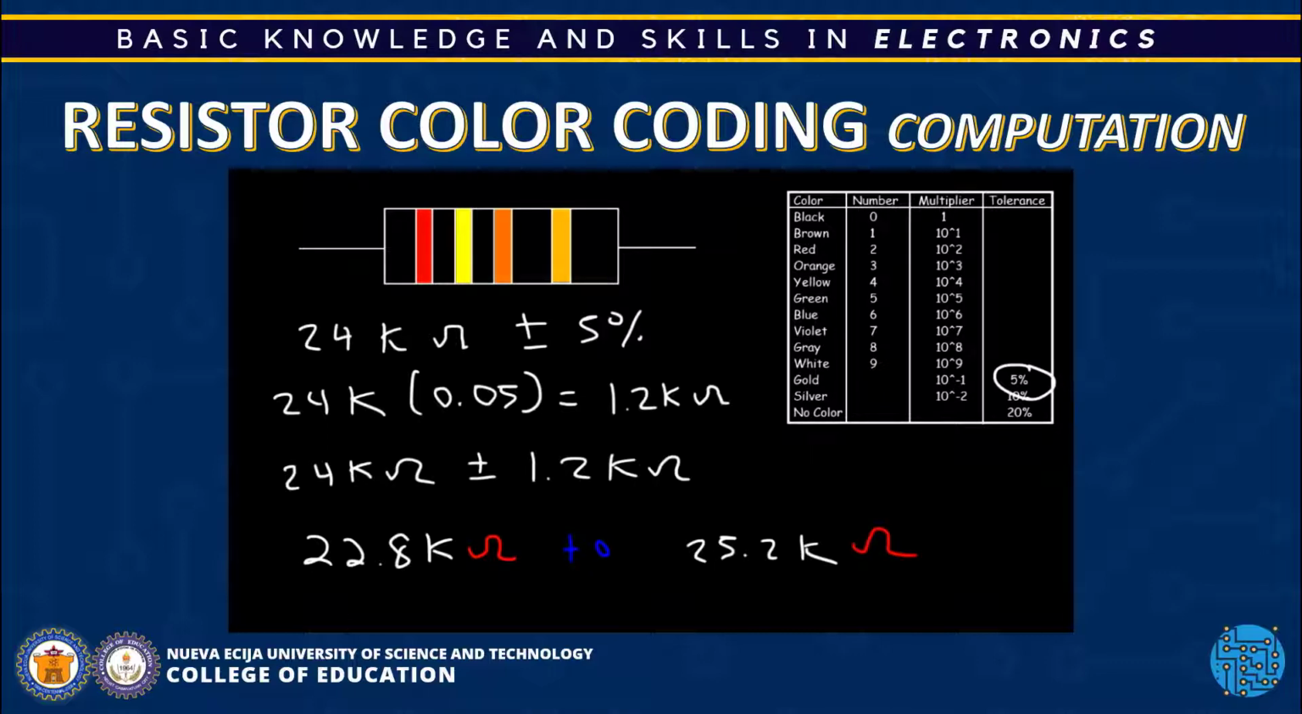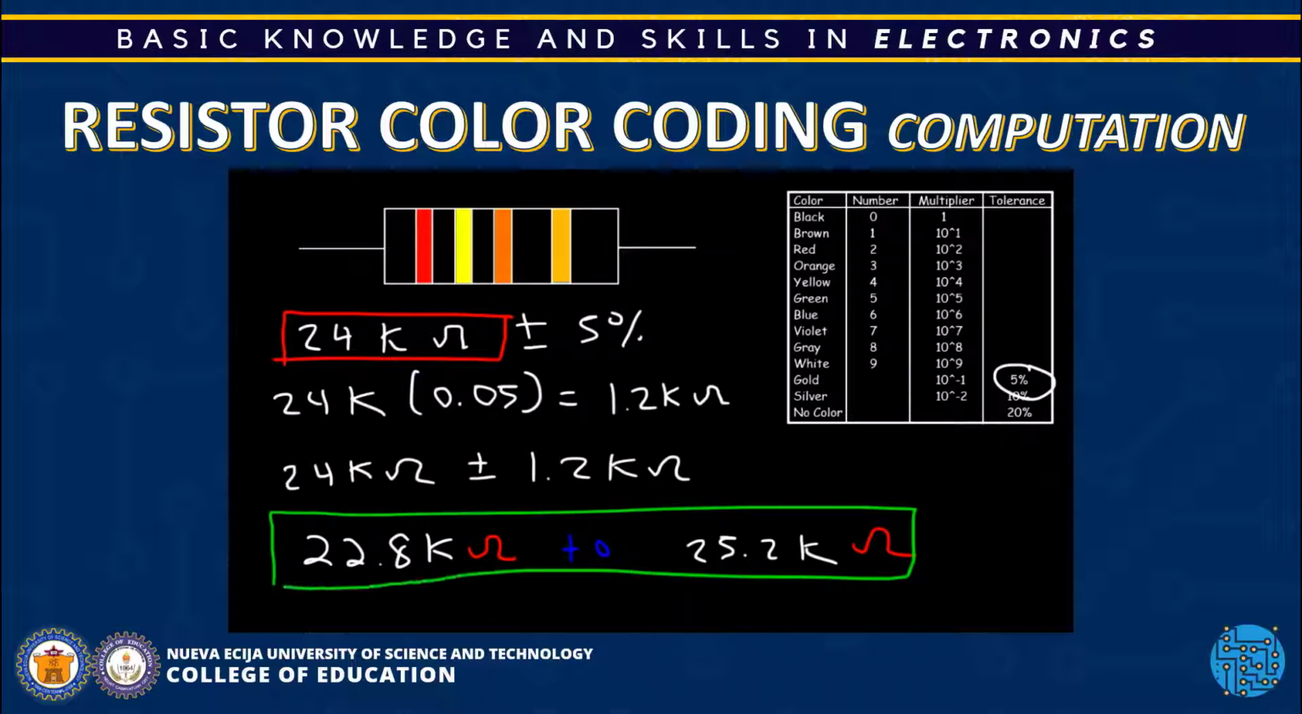So based on this information, the resistance is about 24 kilo ohms, but the actual value can be anywhere between 22.8 and 25.2. And so you should always check the tolerance level to see where the true resistance may lie.